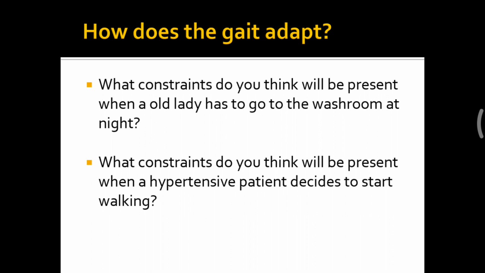Okay, so I hope you all would have guessed correctly what would be the constraint for the lady going in the night. It's going to be pretty dark, and there's going to be no one around, so she will have to look into whether she is able to see clearly. And when she's getting up, she needs to see whether she has to wear glasses and then start moving on, or she has to move without wearing glasses. Will the ambient condition be good? So she needs to adapt to that, and she needs to start walking.